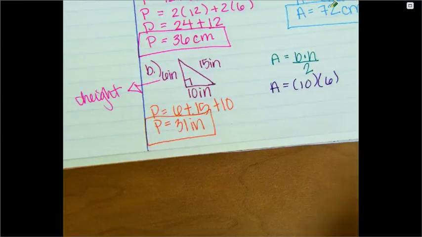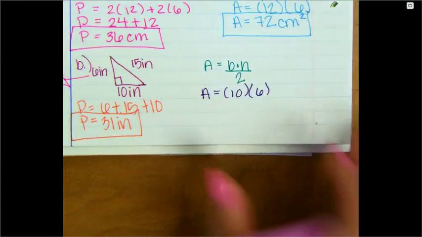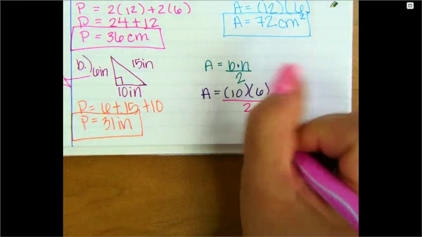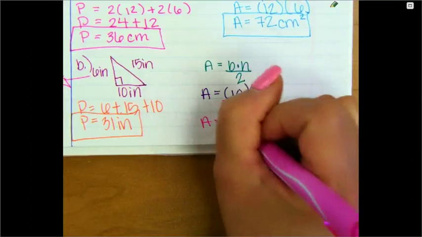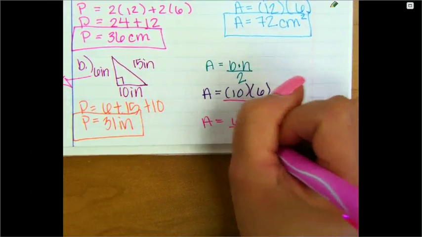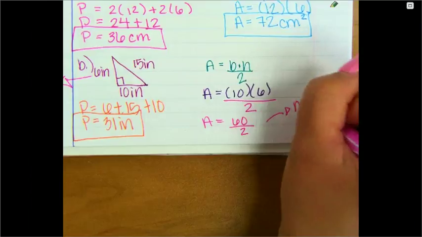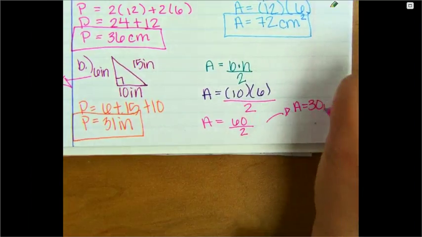Okay? All right, so let's multiply. What's 10 times 6? Oh, wait, I forgot to divide by 2. So what's 10 times 6 again? 60 divided by 2, which is how much? So area equals 30 inches squared.